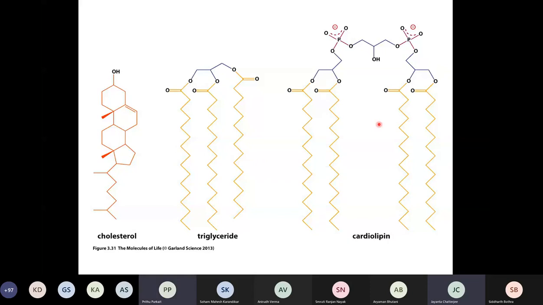Okay, sir. And sir, I had one more question. We have heard in a lot of different places that trans-saturated fatty acids are a health concern. So why is that in general?